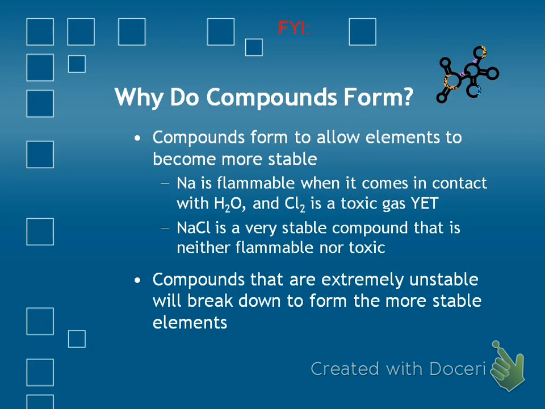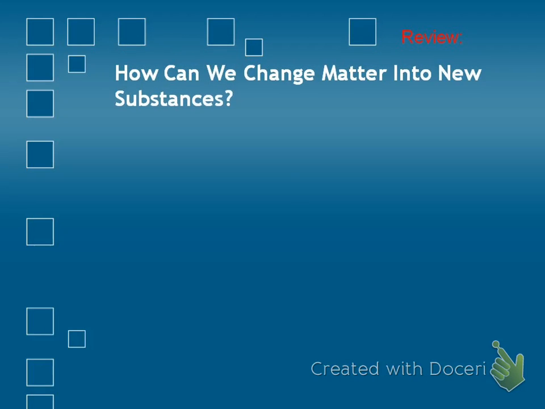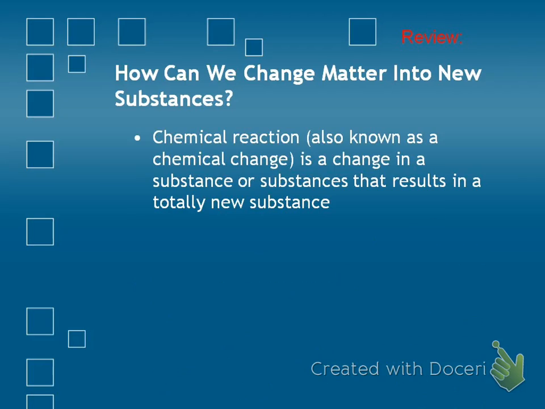Compounds that are unstable break down and form more stable elements. So compounds can also break down back to their elemental parts, but again, that requires a chemical reaction. Now, this is review. You don't have to write this either. But a chemical reaction, we've already talked about chemical change and defined that. Those terms are synonymous. It is a change in a substance that results in a totally new substance.